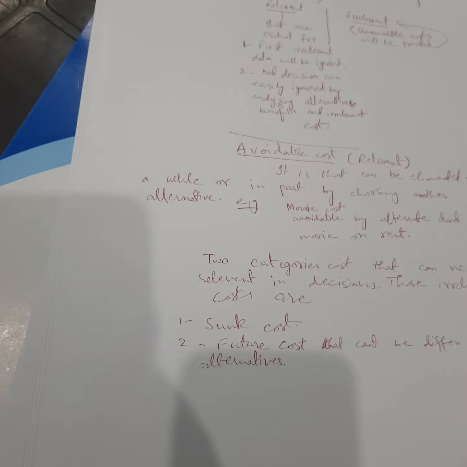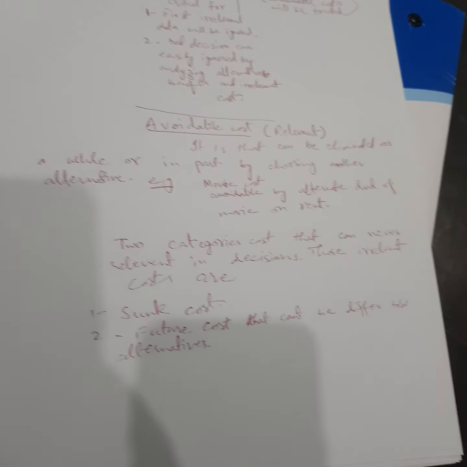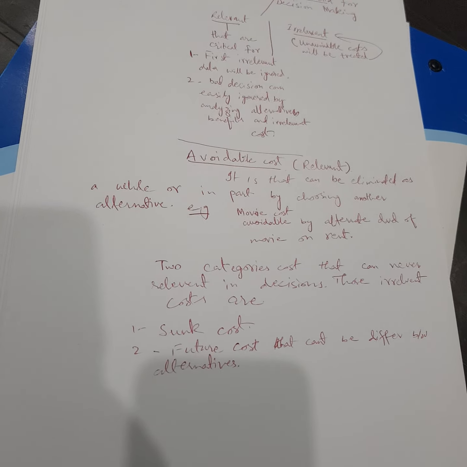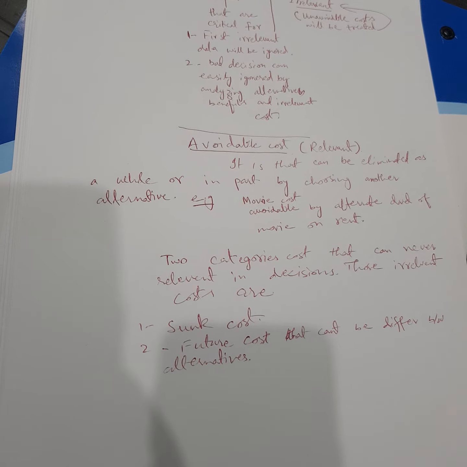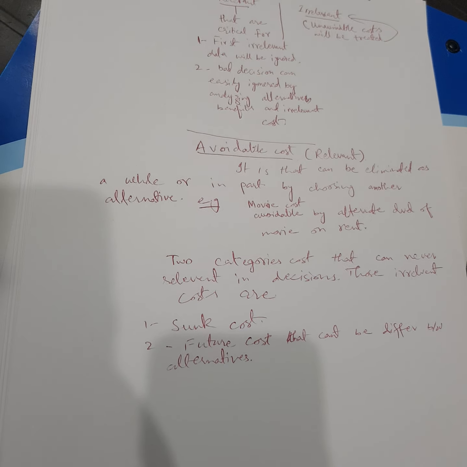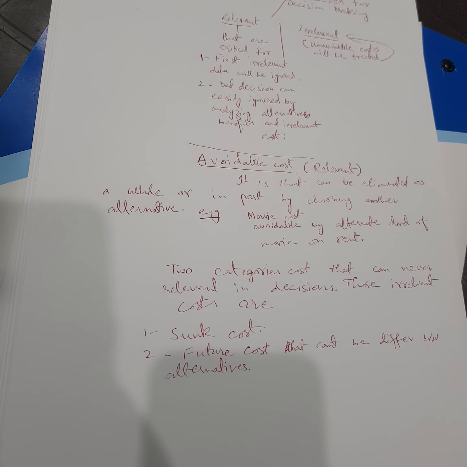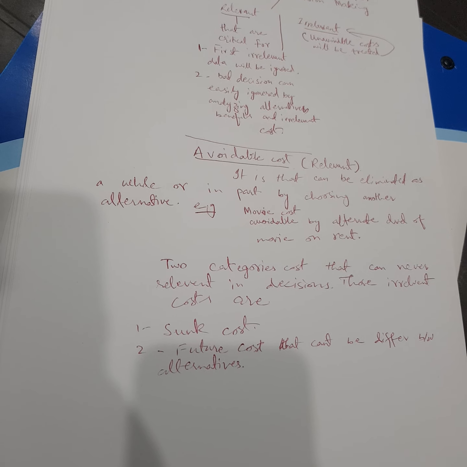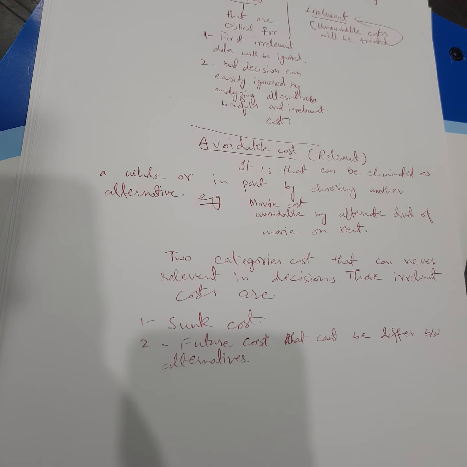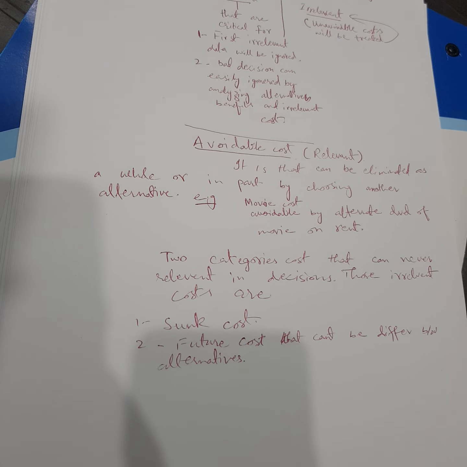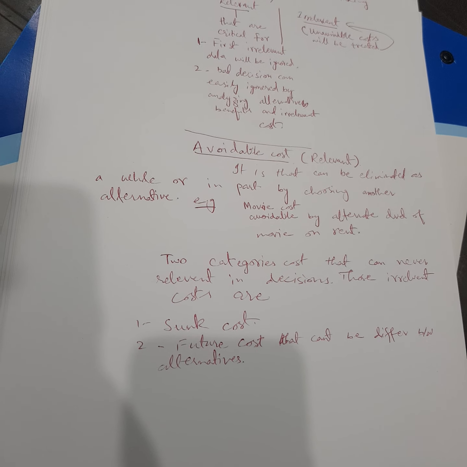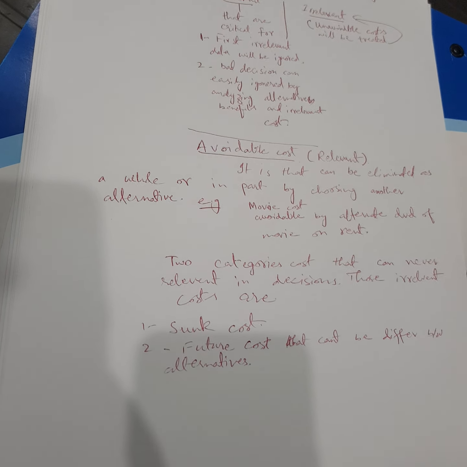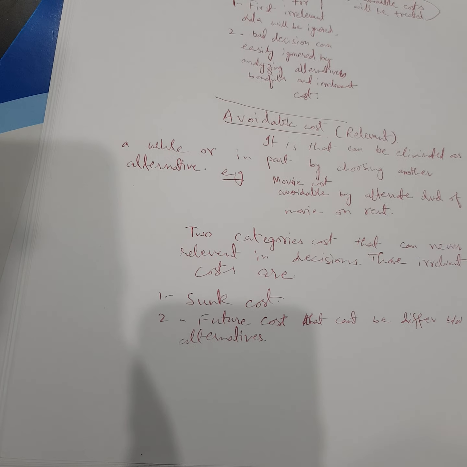As we studied earlier, what is a sunk cost and what is future cost, just to elaborate, I'm explaining again. Sunk cost is a cost that has already been incurred and cannot be avoided. For example, if a car dealer purchased a 5-year-old car, the amount of that car will be considered as sunk cost because it has already been incurred and the transaction cannot be undone.